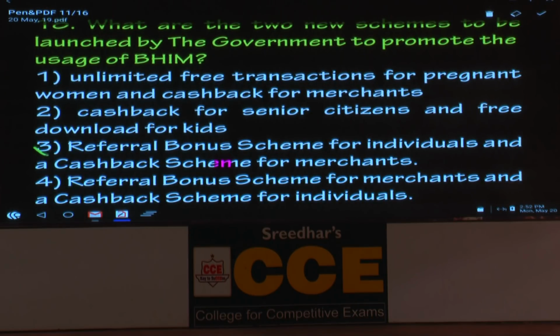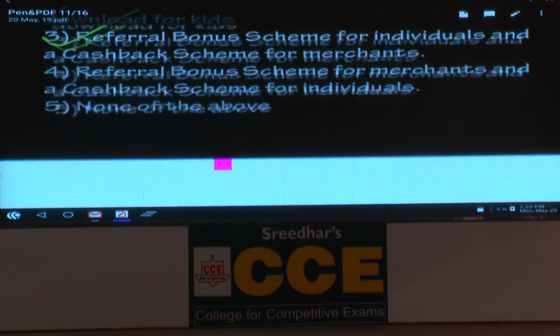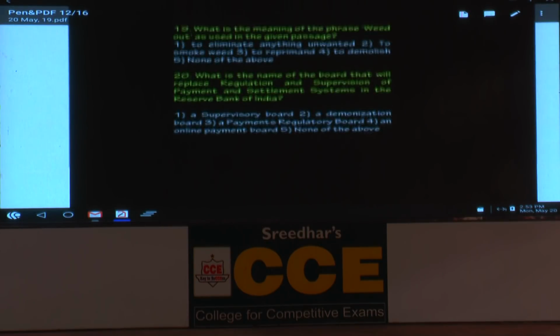A referral bonus scheme for individuals and a cashback scheme for merchants. Same wording should not be a problem to get the answer. 19.